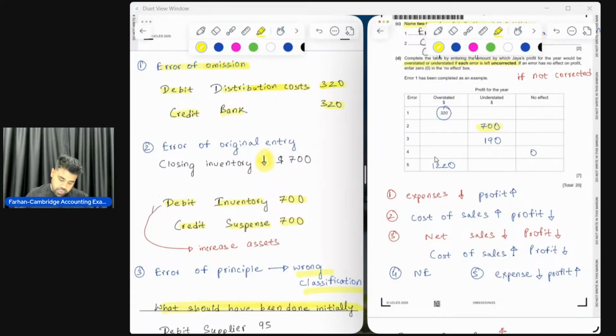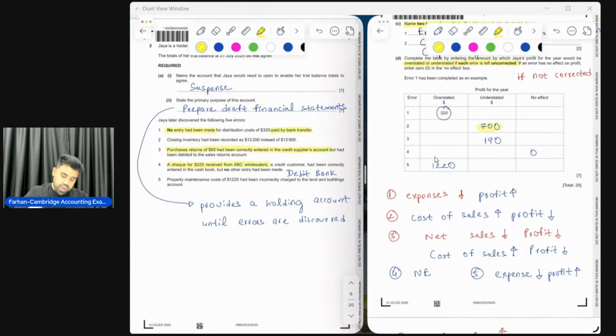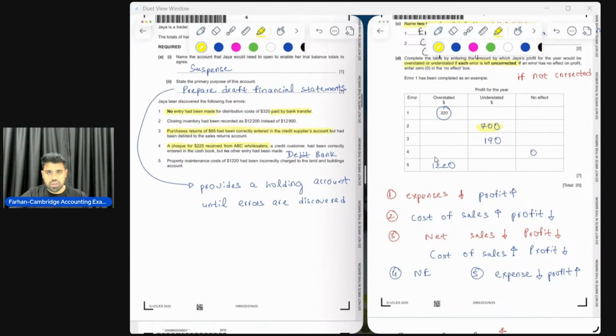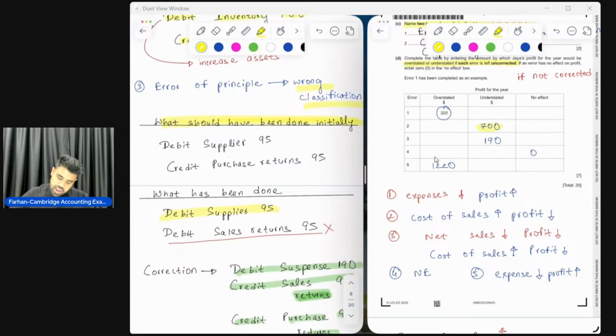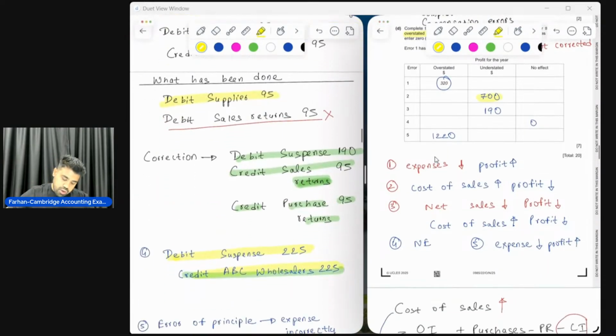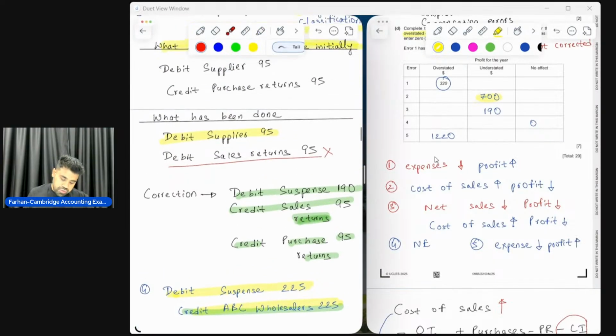Now, what about the third error? So in the third error, we understand we had purchase returns and sales returns and all those stuff. Okay. Now let's understand what happened in the third error. So in the correction that we have done in the third error, first of all, we credited the sales returns account by 95. But the mistake that was done was that the sales returns account was debited by 95 when we had no sales returns to begin with.